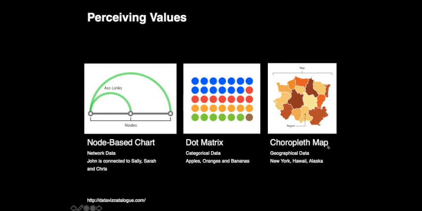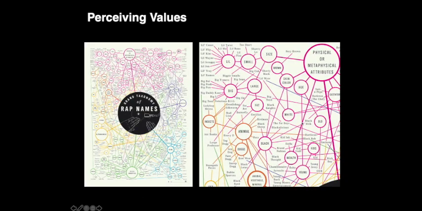And then there's choropleth maps. That's for geographical data. So that's changing the color of a state or a country depending on the value of the data for that particular country or state. So this is a visualization by PopChart Labs, and it is a node-based visualization. So it's connecting point to point to point. So in this case, it's connecting the physical or metaphysical attributes of rap names.